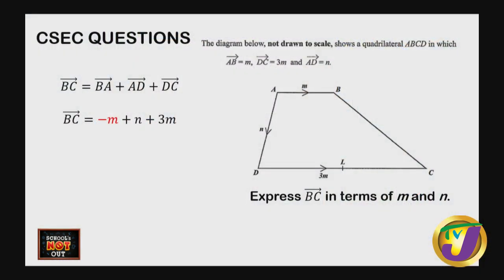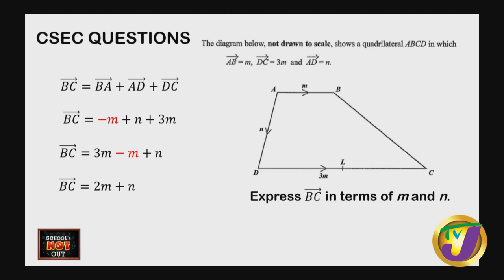Yeah. And the rest is pretty much simple algebra. So we're grouping our like terms. All right, so now we have 3M and we are subtracting M from that. What does that give, Shariah? 2M plus N. You're bright. Yes, I am.